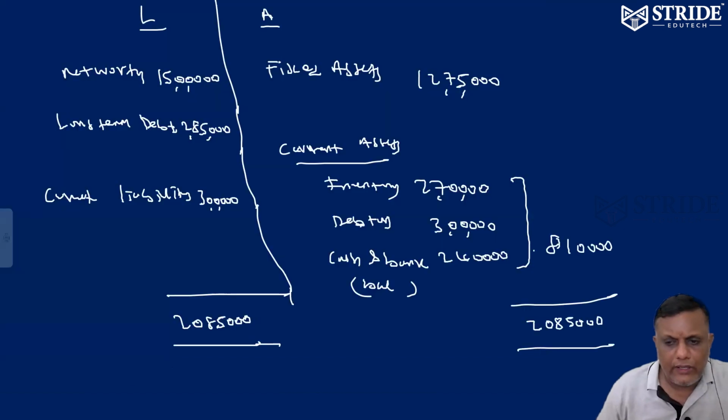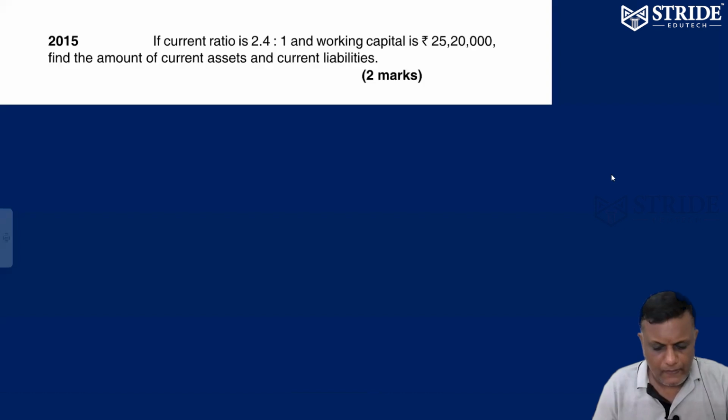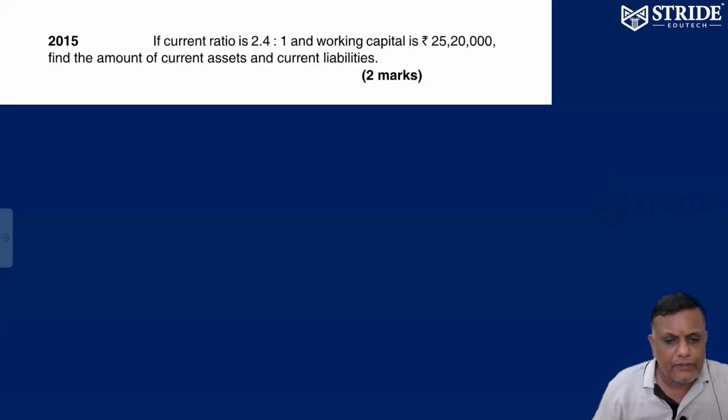So total asset is 20,85,000. That's it. Is everything known? All the ratios we used. I'll start with the 15 paper. Current ratio 2.4 is to 1. Working capital 20. I told you already, whenever current ratio and working capital are given, preference will always be given to these two.